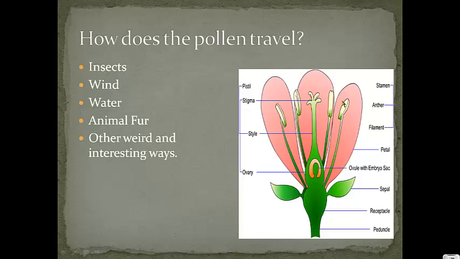The wind can pick up the pollen from the anther and carry it again, sometimes miles, to the stigma of a different flower. Sometimes pollen can fall into the water, and the pollen will travel through the water to the stigma of a different flower. Sometimes pollen gets stuck on animal fur and travels, and then there's all kinds of other weird and interesting ways you'll read about in your textbook. But basically, these are the main ways that pollen can go from an anther on one flower to the stigma on a completely different flower.